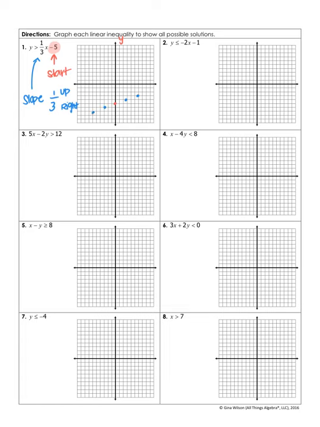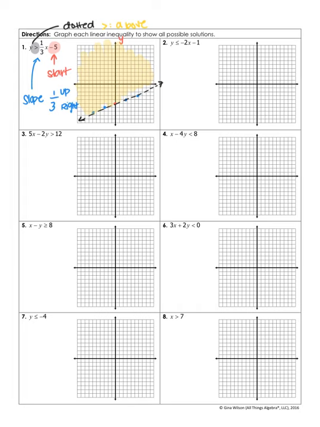So then we have to think about, do I need to connect this with a solid line or a dashed line? So it's just greater than. It doesn't have the line underneath. So we're going to do it with our dotted or dashed line. So connect your dots with a dashed or dotted line. And then the last thing you have to do is think about, is it going to be shaded above or below? So it's greater than. So if it's greater than, it means you're going to shade above. And this is just something you'll eventually kind of memorize, but greater than is above, less than is below. So that would be our solution.